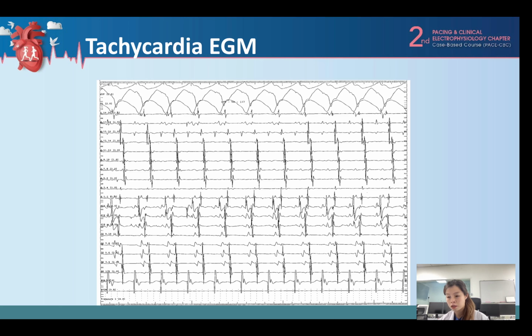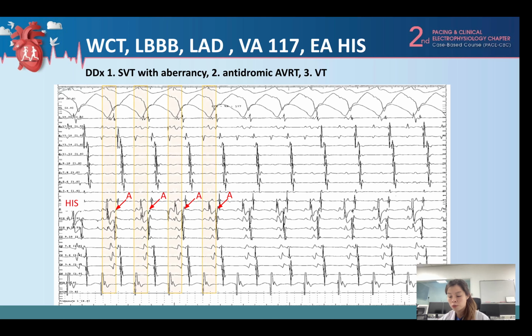This is the tachycardia EGM. Actually, with this EGM, we could already rule out SVT with aberrancy. You may wonder how, so let's read it together step by step. This is a wide-complex tachycardia with LBB morphology. The earliest A is at the HIS, and the VA interval is 117 milliseconds. Up till now, you may think that SVT with aberrancy should still be one of the differential diagnoses.